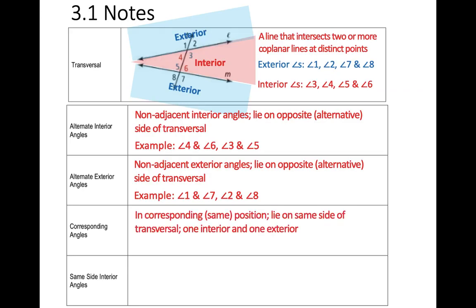Okay. So in the corresponding or same position, they lie on the same side of the transversal. One's interior and one's exterior. But again, I think the easiest thing to have is the examples. So in the above example, 1 and 5 would be the upper left. 2 and 6 would be the upper right. 3 and 7 would be the lower right, and 4 and 8 would be the lower left. So those are corresponding. They're in corresponding positions. Those are corresponding angles.